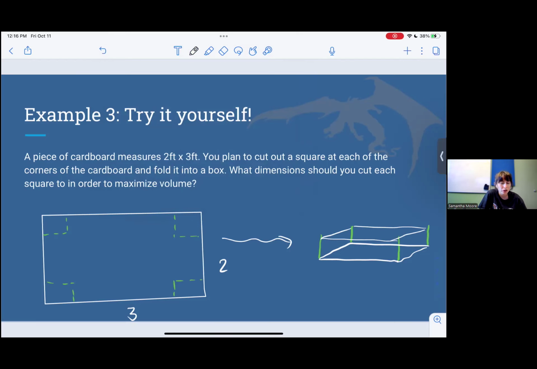And then what you're trying to do is you're going to try to maximize your volume. So make whatever square cuts make the most sense in order to maximize your volume. Okay, so go ahead and pause here and try this problem.